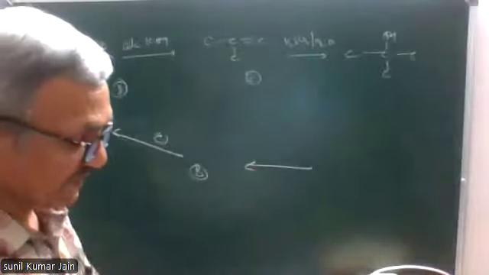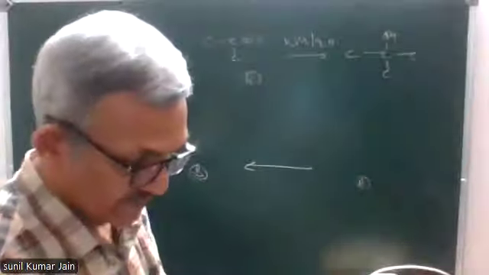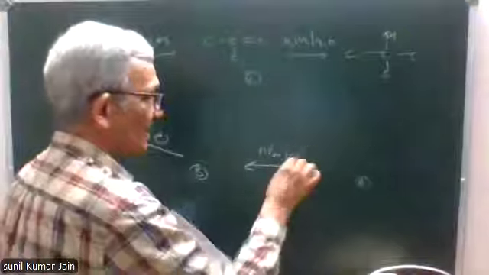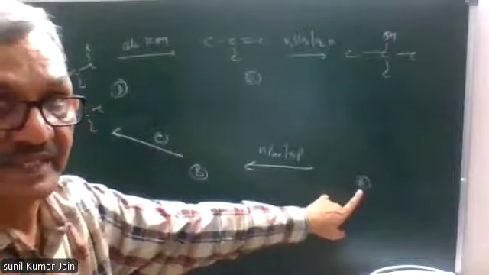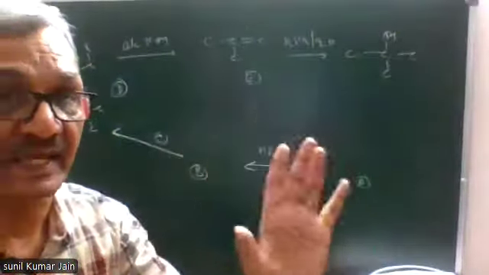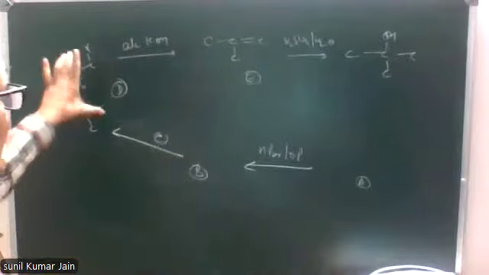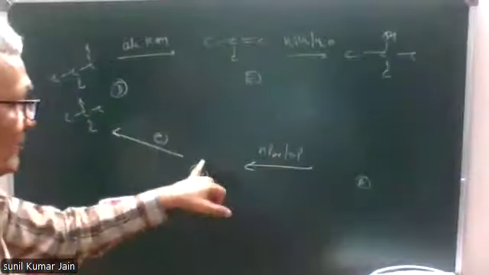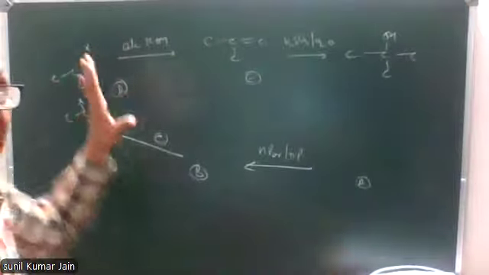and B is obtained by the reaction of A with HBr-OP. Now look here. A reacts with HBr-OP to give B. It means B is an alkyl halide. An alkyl halide on further reaction gives another alkyl halide. Now think of a reaction in which an alkyl halide reacts and gives another alkyl halide.